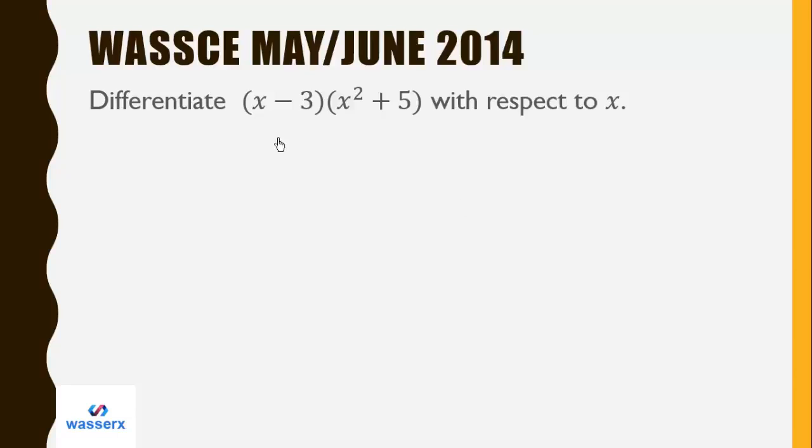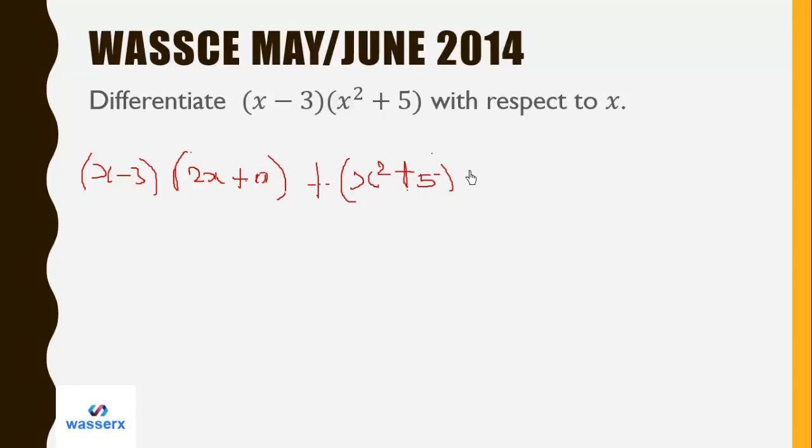Now let's look at this one. We're differentiating with respect to x over here. So we apply the product rule again. So we hold one and differentiate the other. So we have x minus 3, then differentiate this. We are going to get 2x. If you differentiate x squared, we get 2x. If you differentiate 5, we get 0. Then plus, this time we hold x squared plus 5 and differentiate x minus 3. So differentiate x minus 3, you get 1, differentiate 3, you get 0.